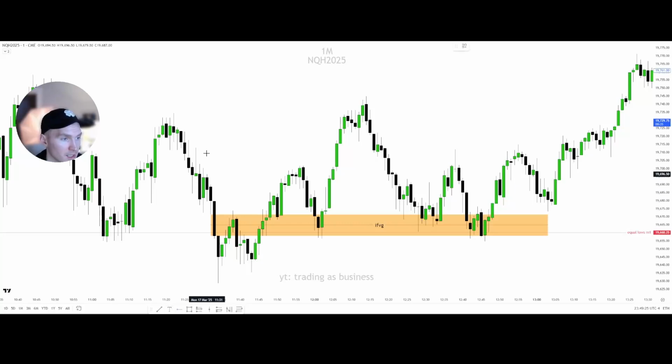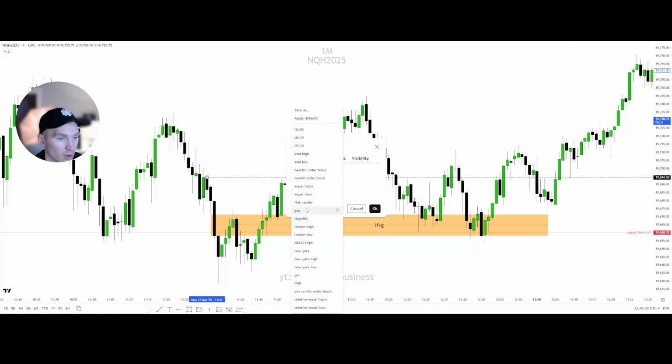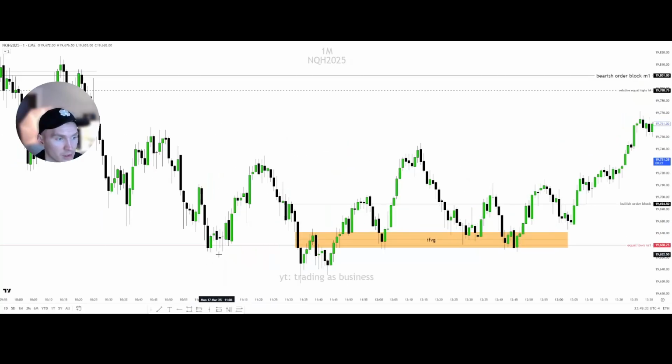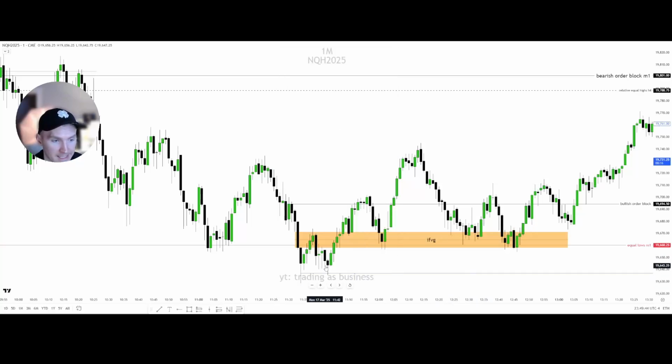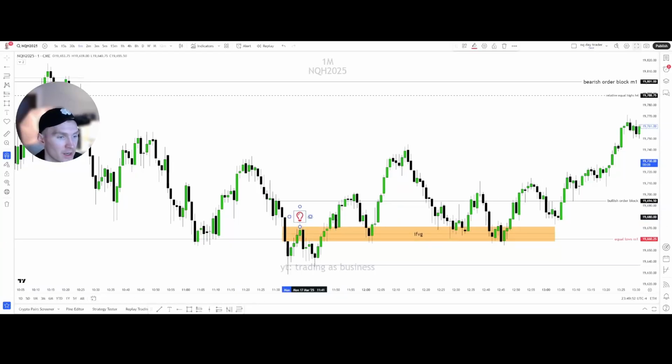So this is all of those down closed candles. That's a bullish order block. Why? Because it took liquidity below those relative equal lows, and then look at this consequent encroachment. Beautiful, isn't it? And then you have a market structure shift over here, right here.